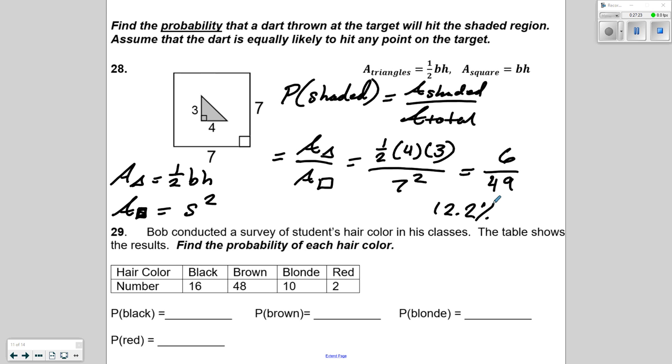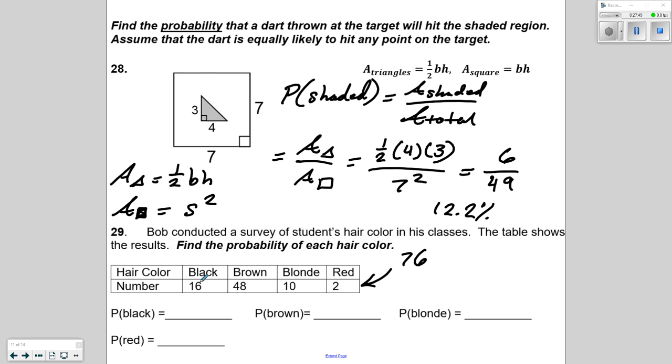All right, in 29, Bob conducted a survey of students' hair color in his classes. The table shows the results. Find the probability of each hair color. So this is experimental data here that's collected from a survey. If we add up all these numbers here, that'll get the amount of people that Bob surveyed. We get 76 as a total. Okay, so each one of these is going to be out of 76.